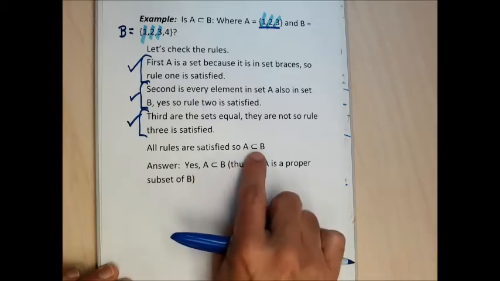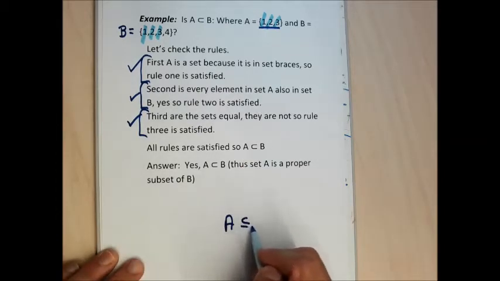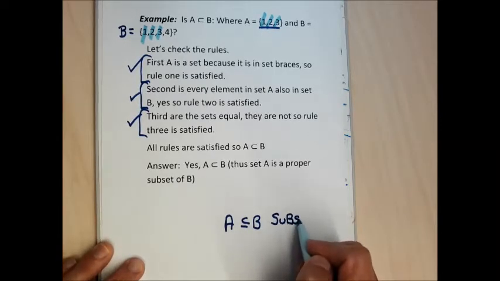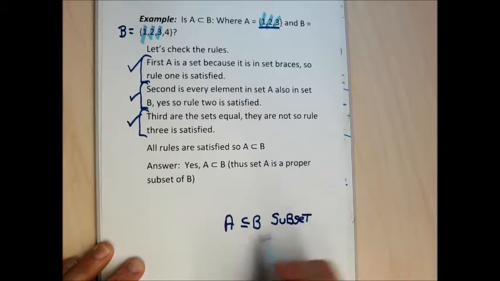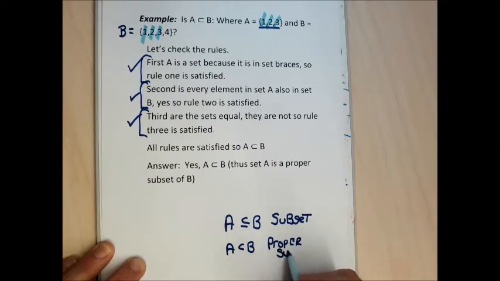A lot of times I'll say subset here. I should always say proper subset because there's a difference in the symbols. This symbol right here is the subset symbol, and for this to be true, you only need to meet the first two criteria. This symbol, the proper subset symbol, you have to meet that third criteria that the sets aren't equal to each other.